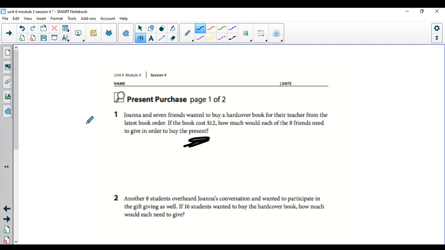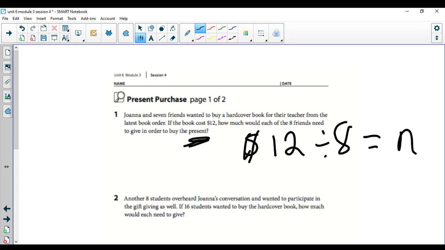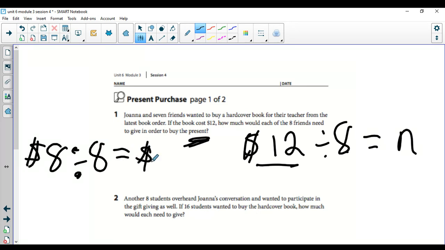Okay, so let's write this as an equation just to get it organized in our head. It's $12. We need to divide it by 8 people. That'll tell us how much each person owes. So we're looking at $12 divided by 8. Hey, let's be smart about this and efficient. Let's divide the whole $8 by 8 people, because we know that's going to be $1 each. Because $1 times 8 people would give you $8.